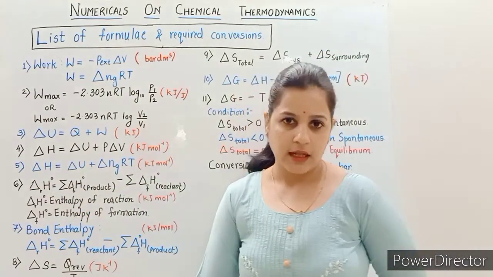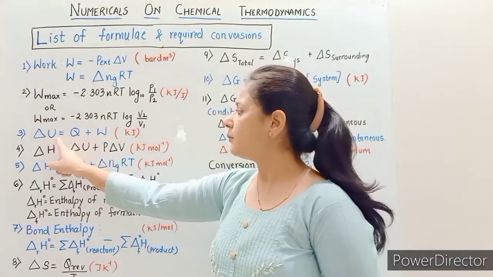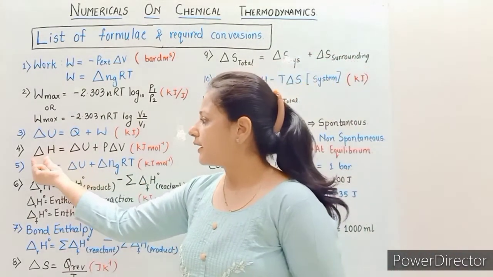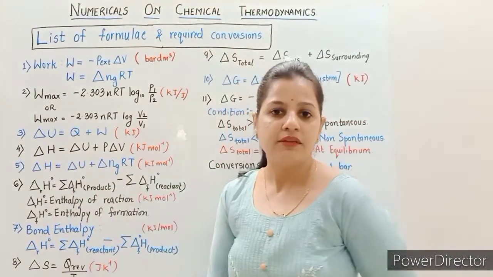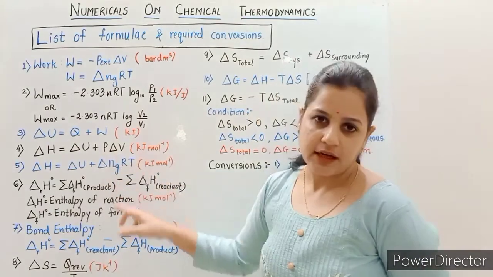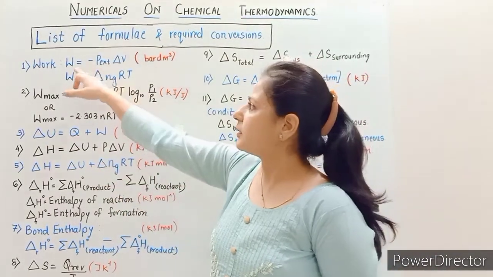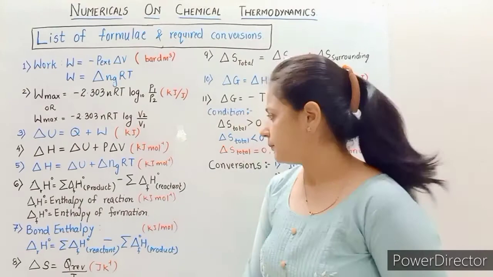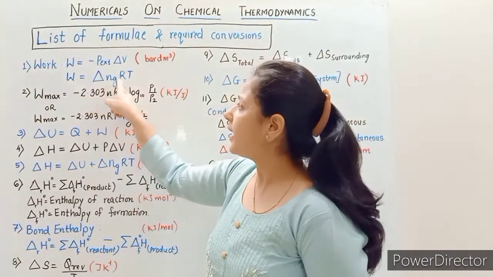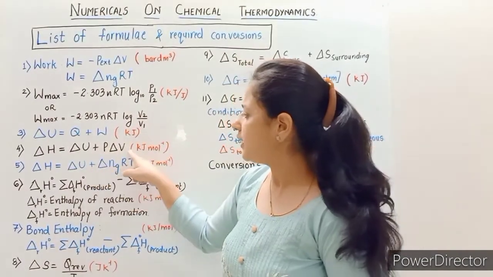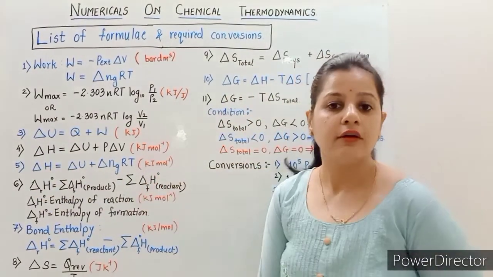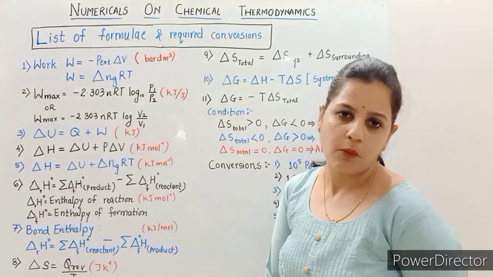The next is the change in enthalpy, which can be given as ΔH = ΔU + PΔV, where ΔH is the change in enthalpy, ΔU is the change in internal energy that we have just calculated, plus PΔV. This PΔV is nothing but the work done if a negative sign is given. Since the work done is also ΔngRT, in place of PΔV we can substitute ΔngRT, and the unit for enthalpy change will be kilojoules per mole.